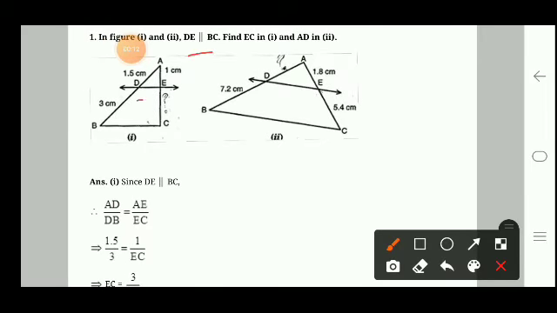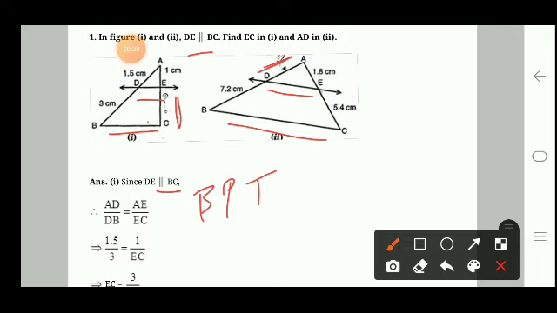So it is given DE is parallel to BC, and here we have to find the value of EC. In the same way, in the second figure also DE is parallel to BC and we have to find the value of AD. So as we know, since DE is parallel to BC, it means by the BPT theorem, that is theorem 6.1, the Basic Proportionality Theorem.